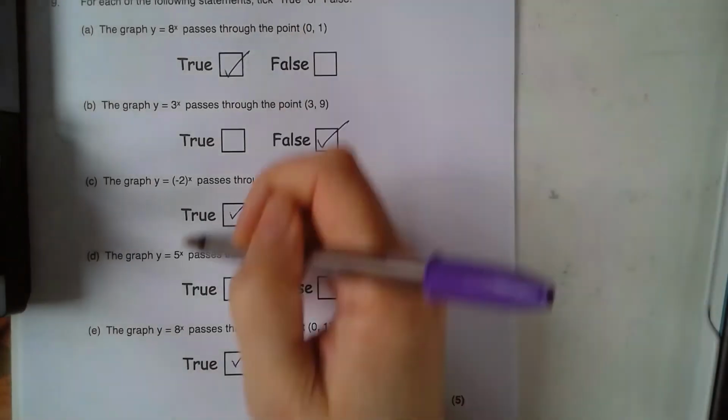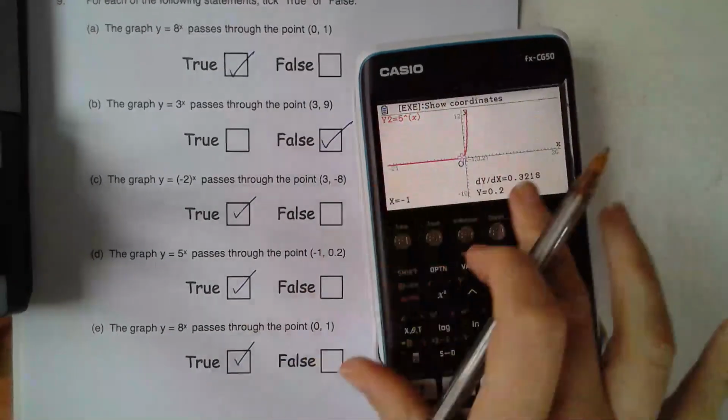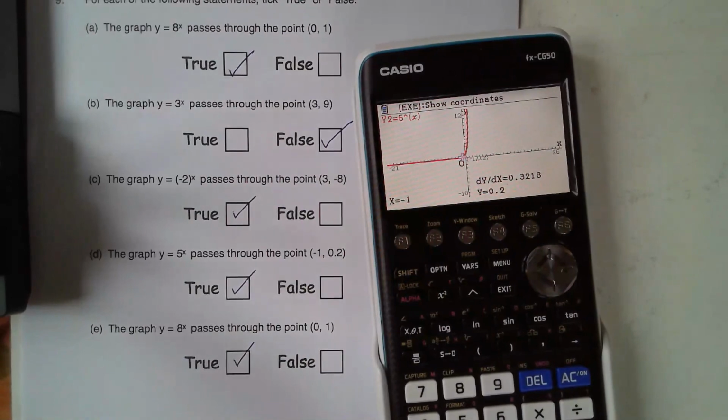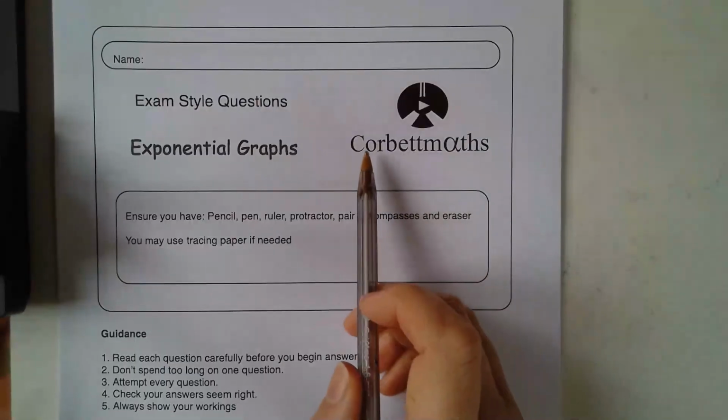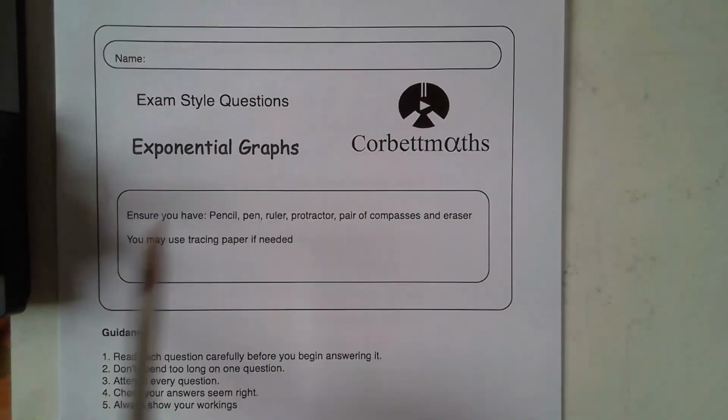There you go. So there are 5 marks easily obtained by using your Casio FX CG50 to help you if you know how to do it. So that's the end of my video on how to use the Casio FX CG50 to help you check your answers or to work through the Corbett Maths booklet on exponential graphs.